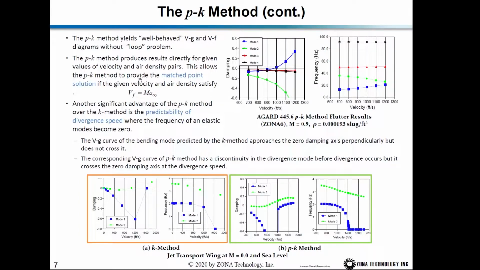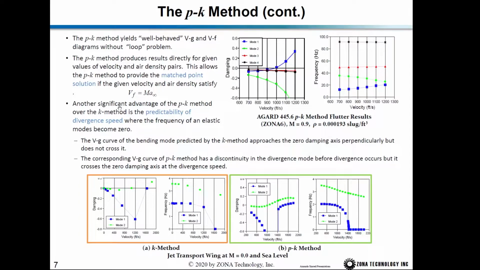The pk method produces results directly for a given velocity and density pair. This allows the pk method to provide the match point solution if the given velocity and density pair itself satisfies this equation. So you can get the match point solution from the pk method.